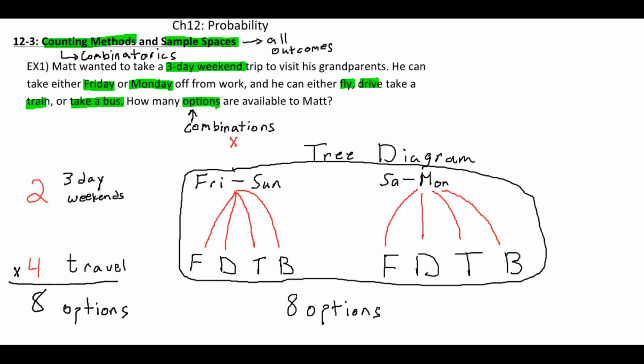And I just want to make one more note here. If we're looking at the tree diagram, this is the sample space below. These are all the possible outcomes that we could have.